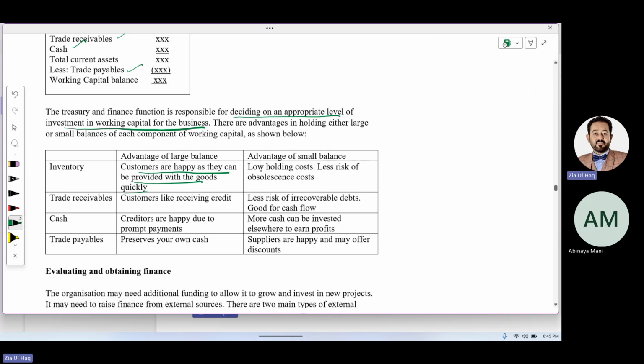So if a company is holding less amount in inventory, less risk of obsolescence cost. And if you are holding more amount in inventory, there are more chances your inventory become obsolete.